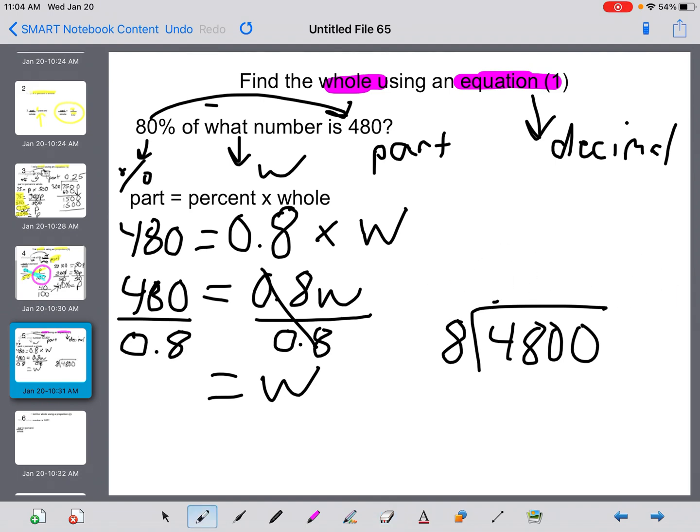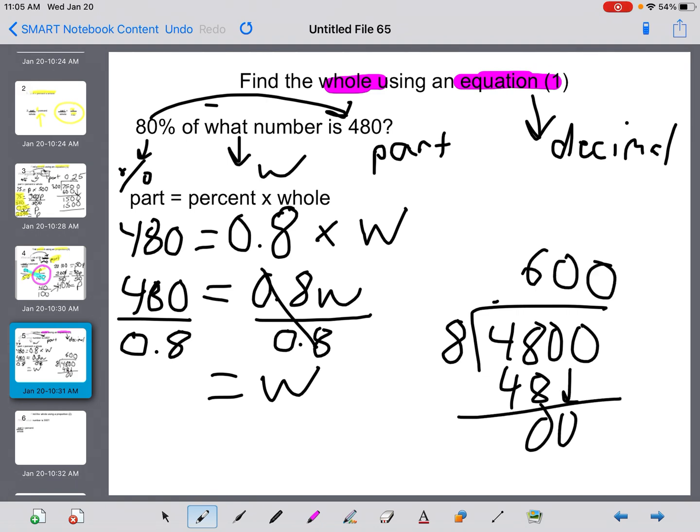It's still going to give me the same answer. So now I go 8 goes into 4 0 times, 8 goes into 48 6 times. 6 times 8 is 48. Bring down my zeros. And I get the answer of the whole is 600.